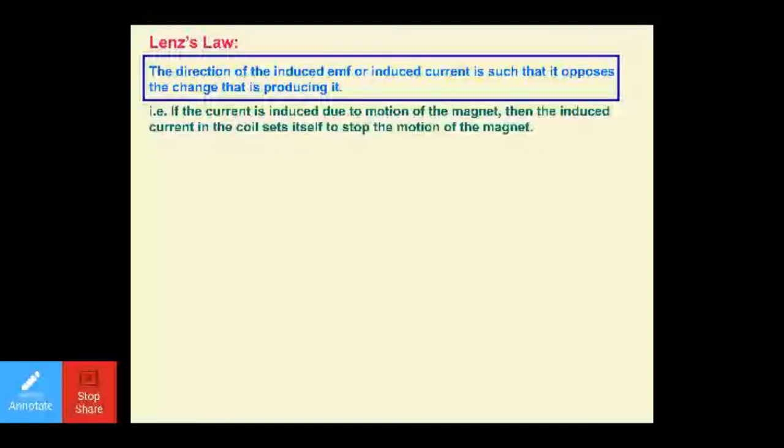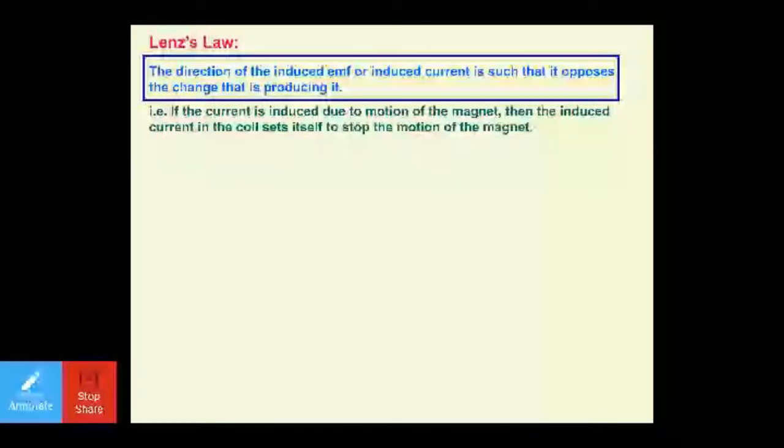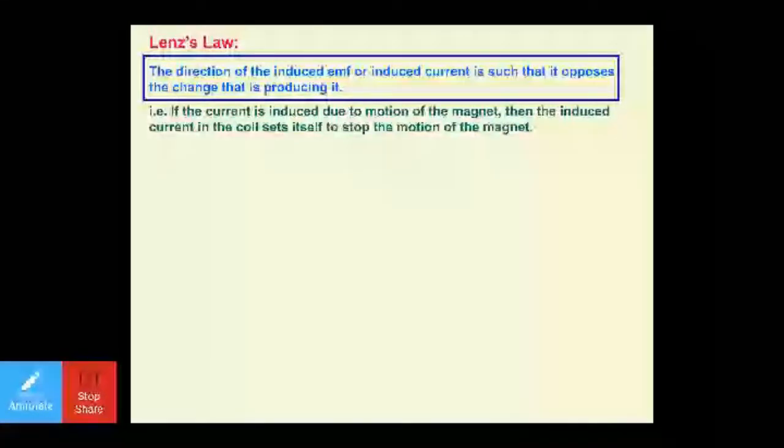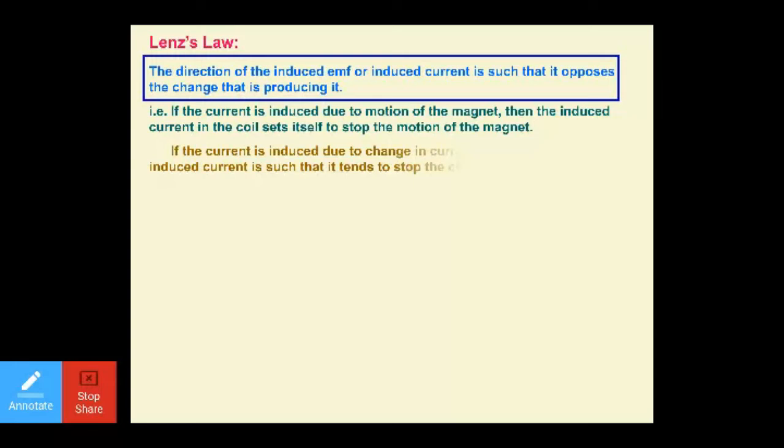And when the north pole of the magnet was going away, the polarity in the coil becomes south. It means it does not allow the magnet to go away. It simply shows that when the magnet was coming closer, the coil was repelling it. When the magnet was going away, the coil is attracting it. It means neither is it allowing it to go away nor is it allowing it to come closer. So ultimately it is opposing whatever is happening with the magnet, right? So if the current is induced due to the motion of the magnet, then the induced current in the coil sets itself to stop the motion of the magnet.